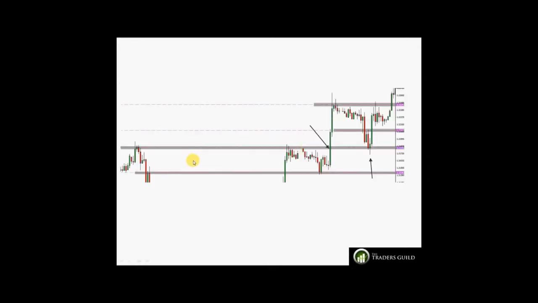Okay, so example one. This shows a resistance zone being broken here. Price then came back to test this as support, i.e. this is an SR pivot zone. So what we want to ideally do now is pinpoint the exact moment where the decision was made to break this resistance zone. So within this zone here, where was the decision made to break this SR zone, okay?